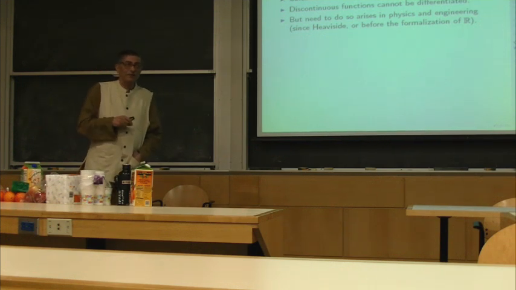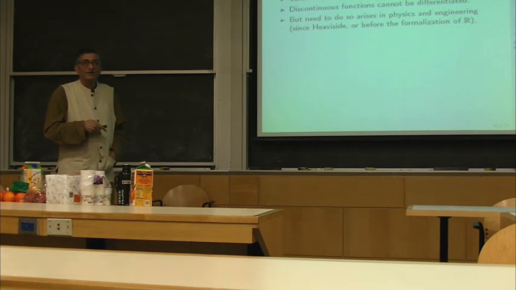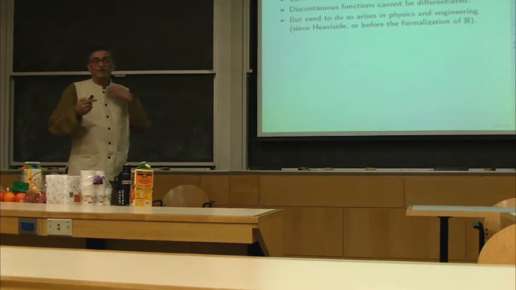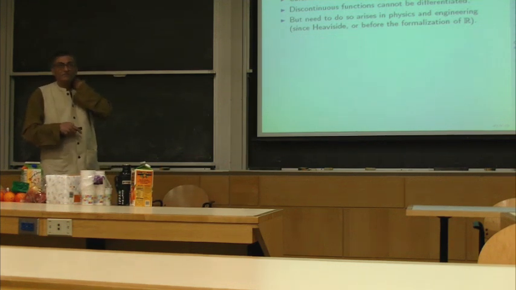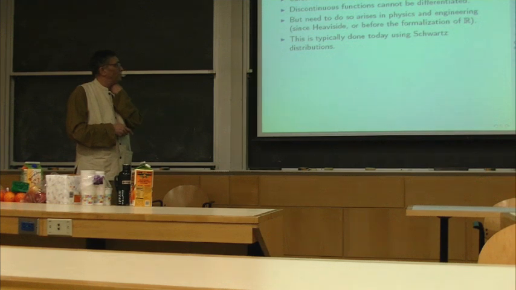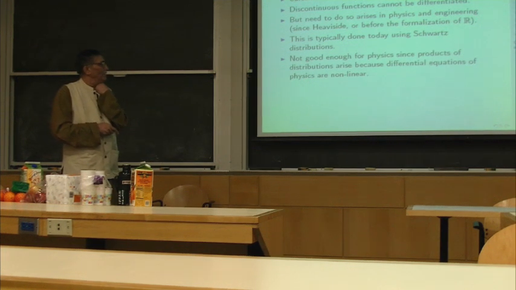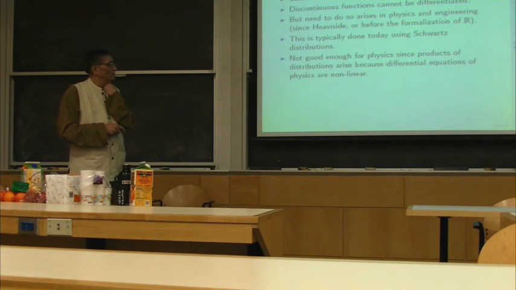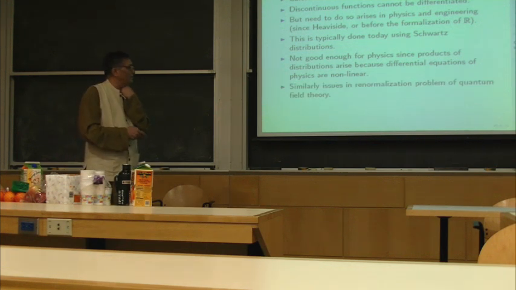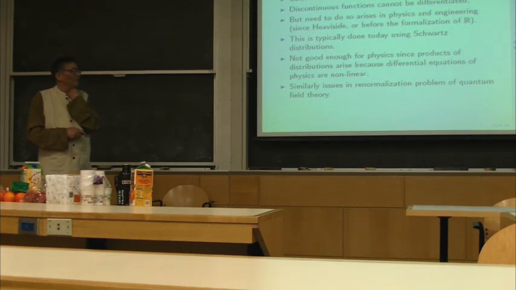And they have been used. You must have heard the story of Heaviside. People used it from long before the formalization of real numbers, which took place with the formalization of set theory in 1935. And today you do it using Schwartz distributions, and that's not good enough for physics because the equations of physics are nonlinear differential equations, and so you can differentiate but you can't multiply them. The same kind of problem arises in quantum field theory, in the renormalization.